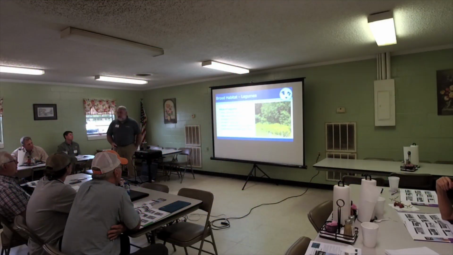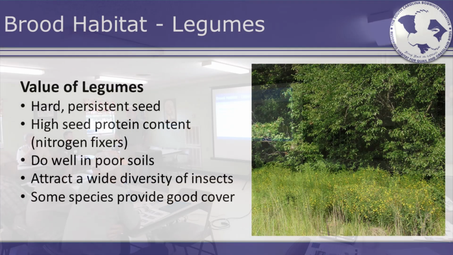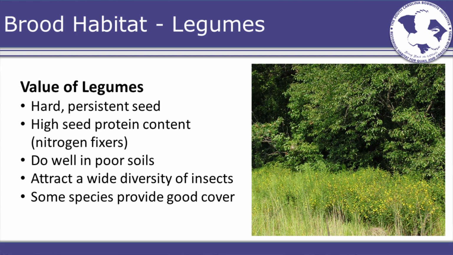So what are some of the plants that are going to make up some of this brood rearing habitat? Some of these broadleaf plants, the forbs and the legumes. Well, the legumes are a big part of it for several reasons that we'll talk about. The value of legumes is that they produce, for one thing, a very hard and persistent seed that's very high in protein. So later on in the year, when other food resources become scarce, this seed stays around a long time. It's persistent. It doesn't break down when exposed to the elements. It can persist in the soil bank for decades and still respond to disturbance later on.